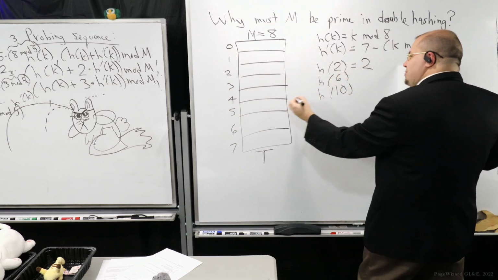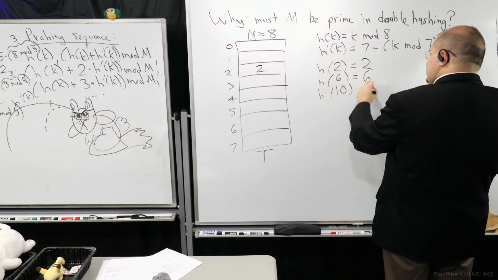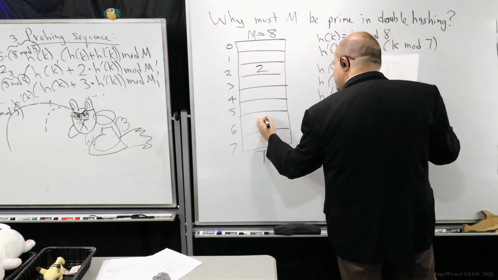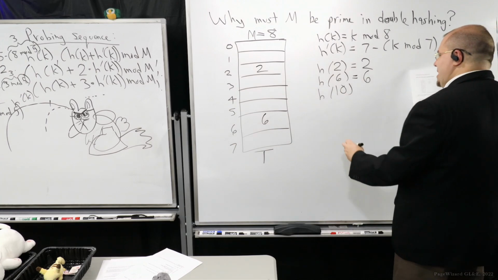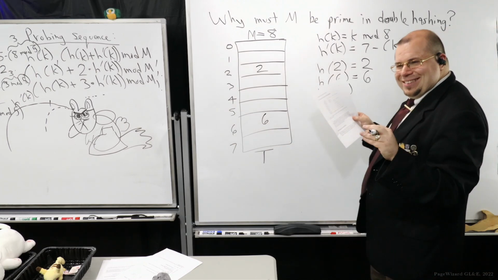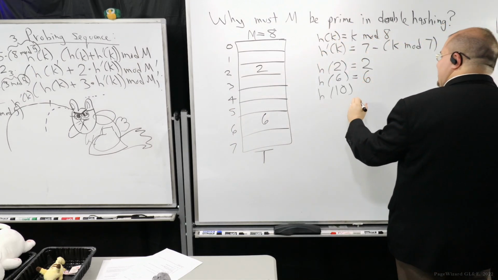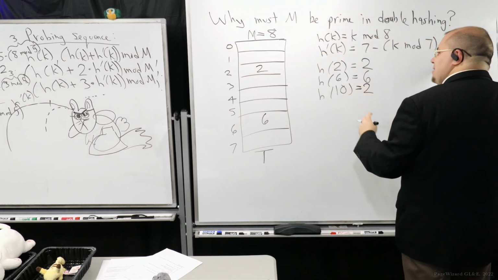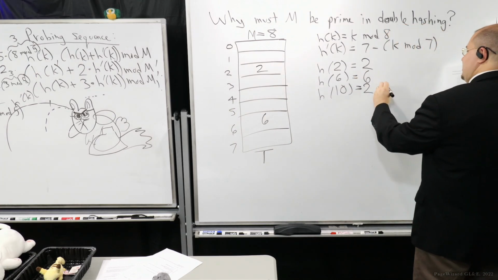So if we have 2, it goes right there. Piece of cake. 6 should be 6, right? Those are rather straightforward. How about 10? Well, 10 mod 8 is 2 higher than 8, and 8 mod 8 is 0, right? So this will be 2. So you know you're going to get a collision right here. So we get a collision.